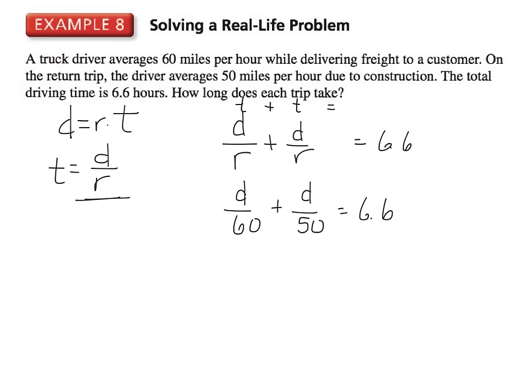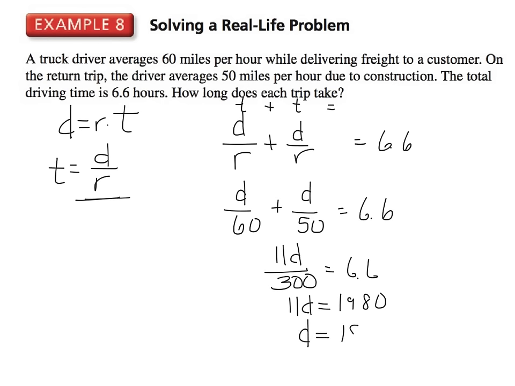If I found a common denominator, that would be 300. So if we did do that, I'm just going to go ahead and skip that step and get 11D, or 11/300ths D, equals 6.6. I now multiply both sides by 300. 11D equals 1980. Divide both sides by 11. D equals 180. So what does that mean? That means the distance is 180 miles.